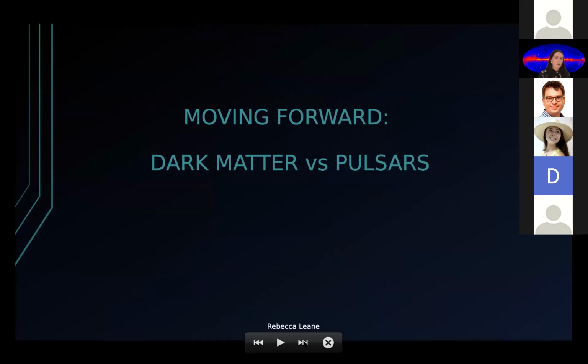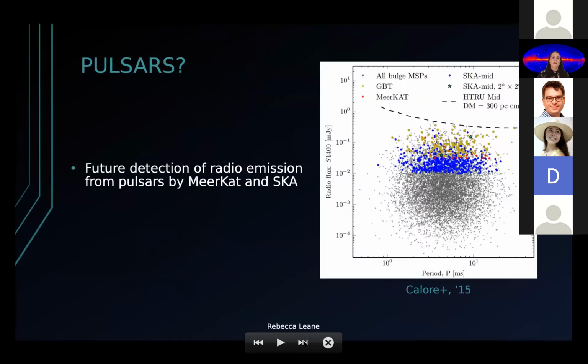Okay, so moving forward, how do we answer the question? Hopefully I didn't present too much doom and gloom of systematics and difficulties in doing these analyses, but I think there are definite steps that we can take to try and get to the bottom of what's happening. First of all, if it's pulsars, we might be able to see them directly if they pulse in radio. So if they give off radio waves, we can use radio telescopes to try and detect them.